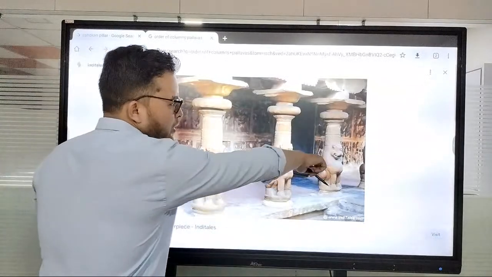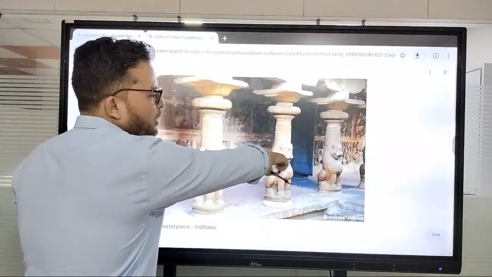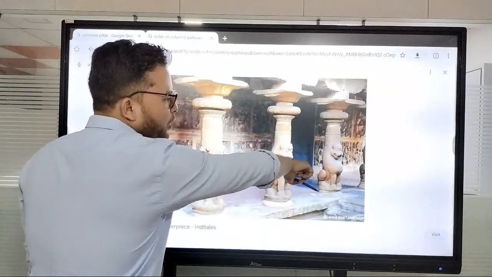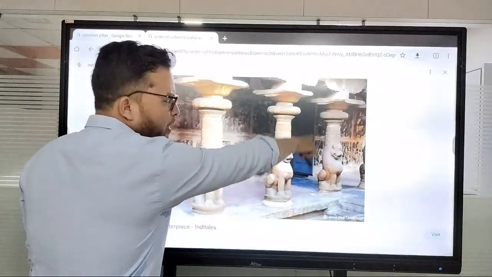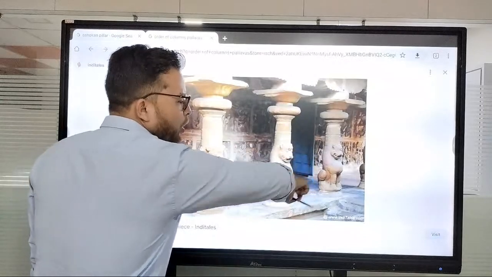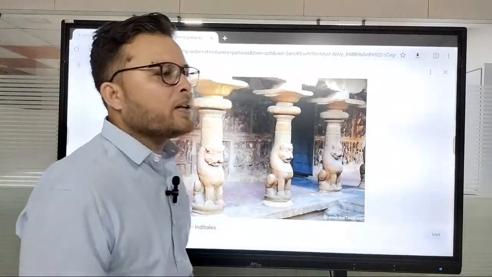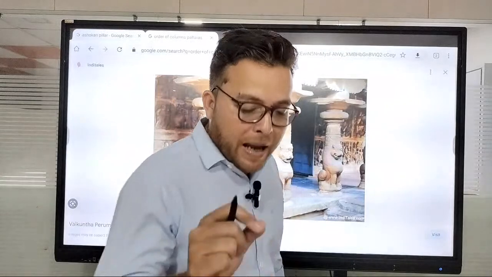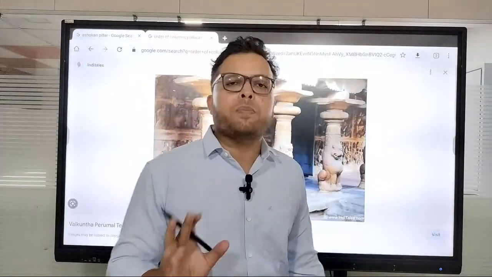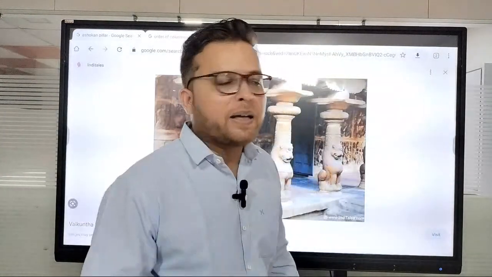See the columns, or the pillars, or the order of columns or pillars. They are standing in a proper row or order. Who introduced it in South Indian temples? The Pallavas. And this remains to be one of their biggest contributions in South Indian temple architecture.